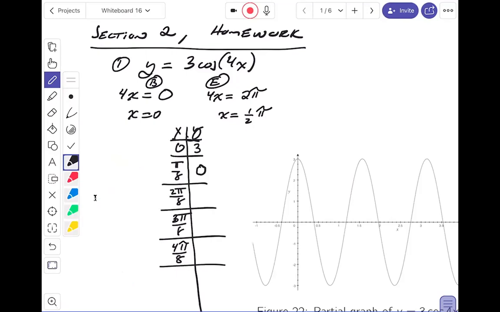And again, I'm going through it. Again, you should know these numbers. If I do 4 times 2 pi over 8, I would just get pi. And the cosine of pi is minus 1, so this would be minus 3. Let's keep going. My 3 pi over 8 now. If you multiply that by 4, that would be 3 pi over 2. The cosine of 3 pi over 2 is 0, and 3 times 0 is 0. Let's go to 4 pi over 8. If I multiply that by 4, that would be 16 pi over 8, which would be 2 pi. And the cosine of 2 pi is 1, and 3 times 1 is 3.